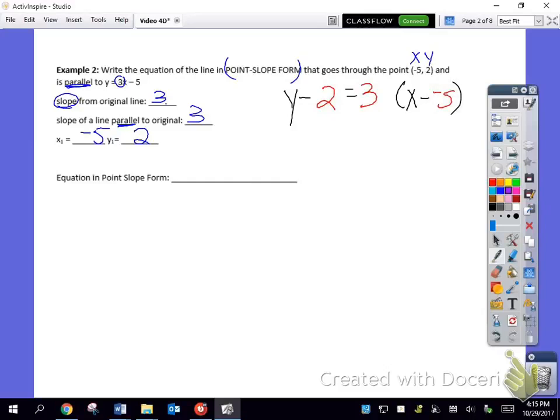So I'm going to write my equation, y minus 2 equals 3, x minus negative 5. Now look and see if there's any double negatives, and that right there is. So I'm going to write y minus 2 equals 3, parentheses, x plus 5. And that's your answer. You can leave it with the parentheses.